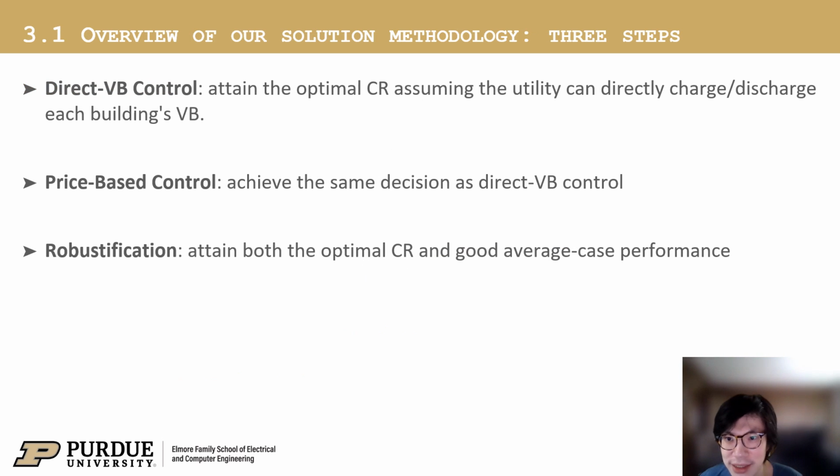Now that we have presented the system model, we can move on to our solution. Our proposed solution will be developed in 3 steps. First step is to develop direct VB control, which is about obtaining the optimal competitive ratio, assuming the utility can directly charge or discharge each VB. Then, we try to achieve price-based control, which is about using only price signals to reach the same decision as the direct VB control. Lastly, a robustification procedure is applied to attain an online algorithm with both the optimal competitive ratio and good average case performance.